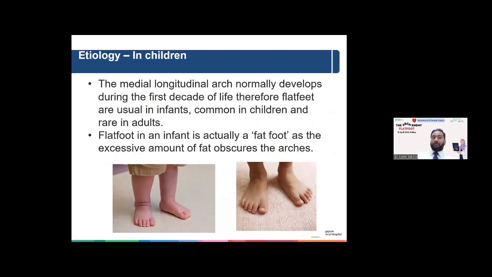In fact, flat foot in an infant is actually a fat foot, as an excessive amount of fat obscures the arches. So when we're doing our pediatric rotations, we have a lot of parents who come in who are worried that their child is flat-footed. And 95 to 99% of the time, it's just reassurance that they will outgrow this and the arch will form as the child gets older. So there's really nothing to be alarmed about.